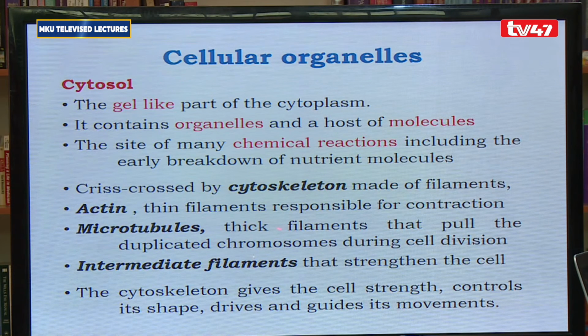Then we have some thick filaments known as microtubules. We are going to see in cell division that one main role the microtubules do is to form what we call the spindle fiber, which helps in pulling apart chromosomes during cell division. So the microtubules are part of the cytoskeleton, but they help in that separation during cell division. And then we have intermediate filaments, which are not as thin as actin, nor as thick as the microtubules.